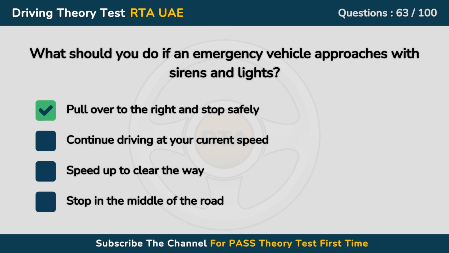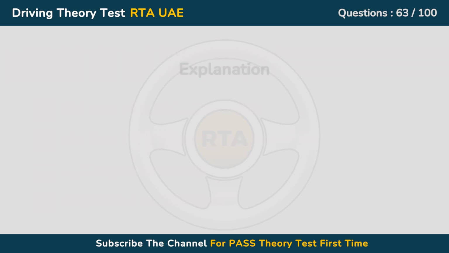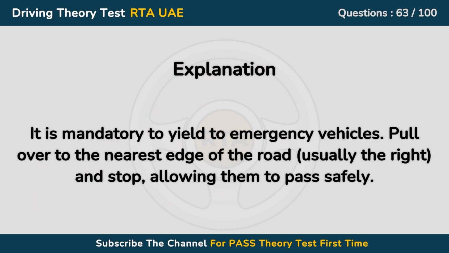Answer is A. Pull over to the right and stop safely. It is mandatory to yield to emergency vehicles. Pull over to the nearest edge of the road, usually the right, and stop, allowing them to pass safely.